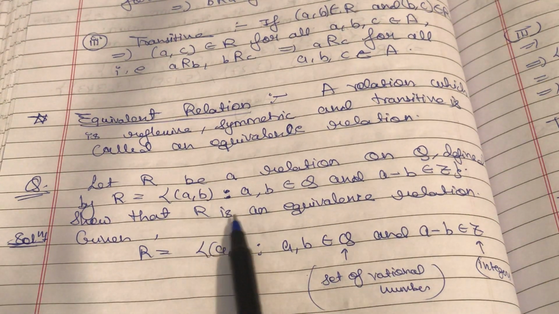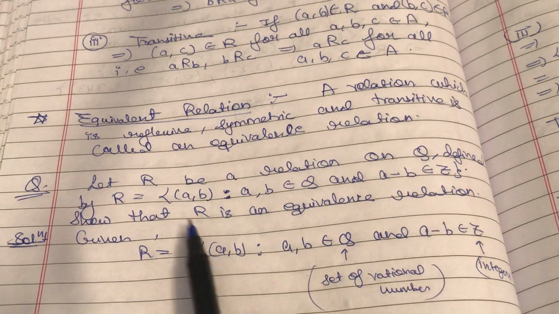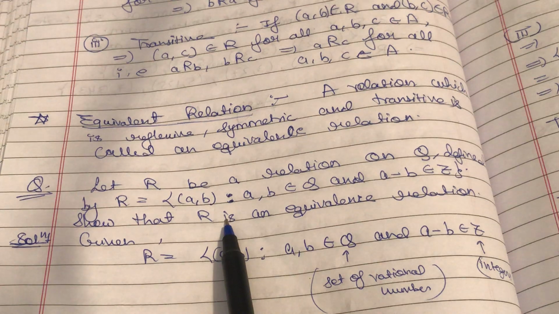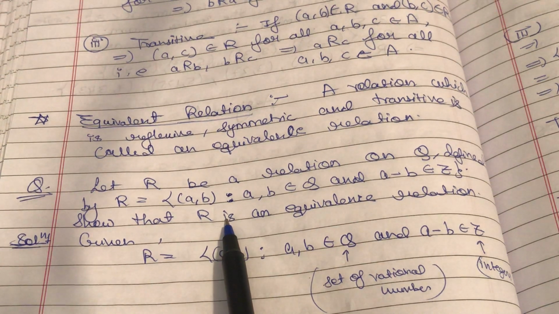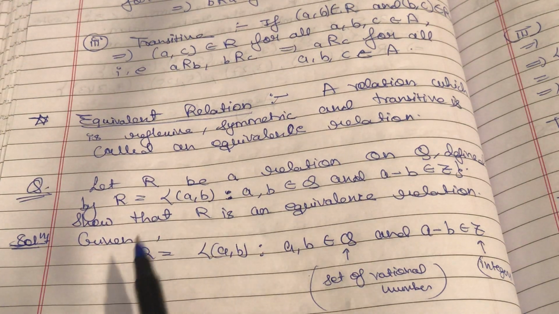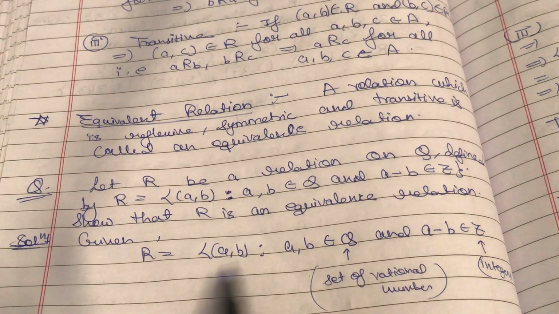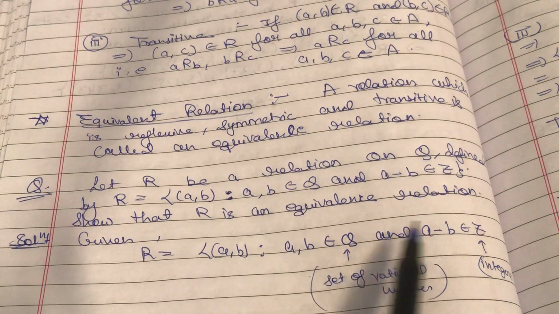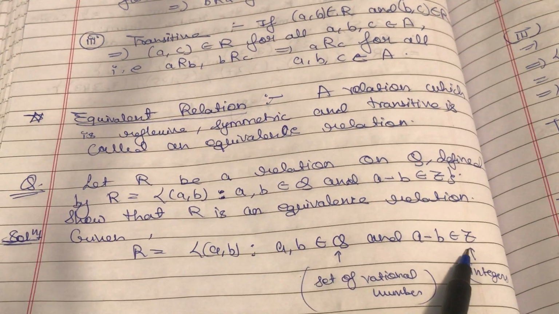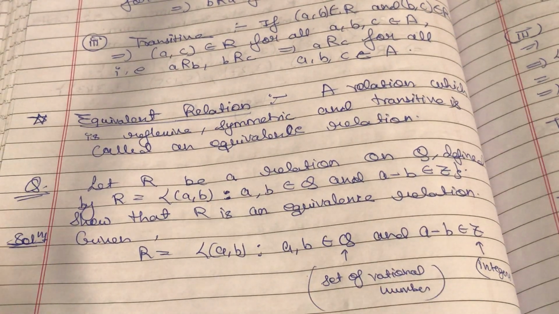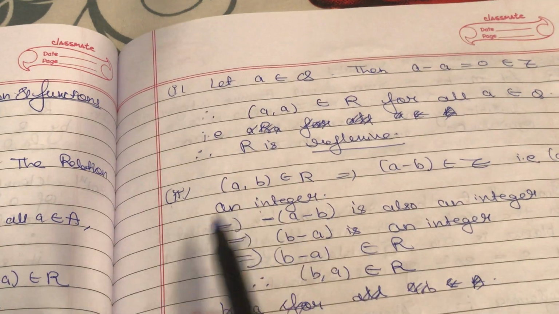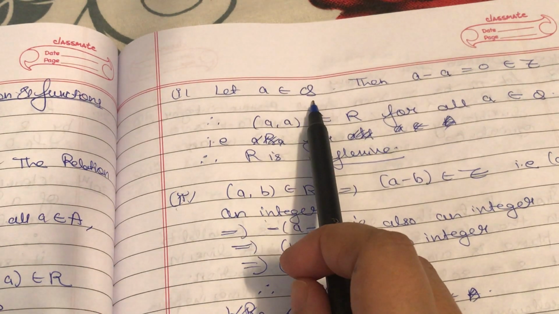I have to show whether R is an equivalence relation or not. It is an equivalence relation if it satisfies all the three conditions, which are reflexive, symmetric and transitive. So one by one we'll see all the three. First of all, here I have written whatever is given in the question, that is (a, b) such that a, b belong to Q and a minus b belongs to Z, where Q is the set of rational numbers and Z means the set of integers.